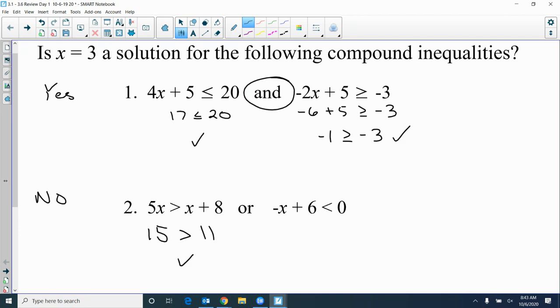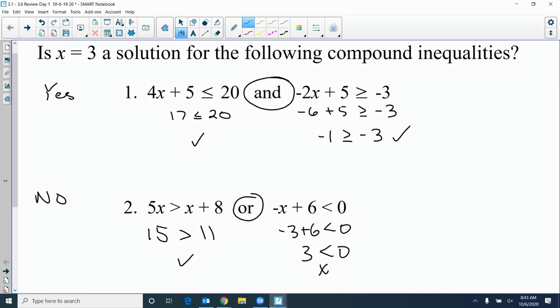Negative 3 plus 6. What's negative 3 plus 6? It is 3. Is 3 less than 0? No. All right, now evaluate though. It says the word or. So does it work for one or the other? Does it work for one of them? Yeah, it works for one of them. So what does that mean? It means it is a solution.